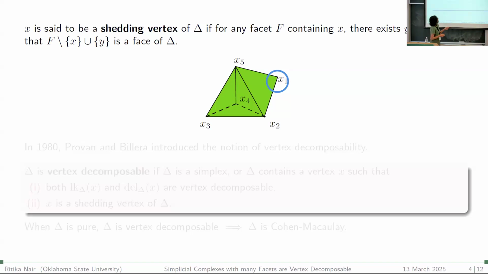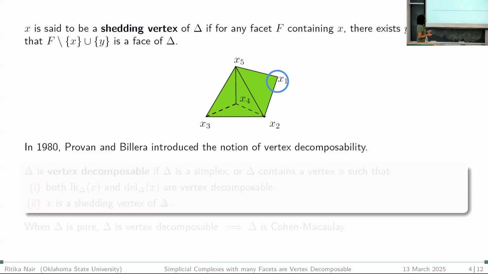So in this example, for instance, x1 happens to be a shedding vertex for the complex. So now we have the machinery to define what we mean by vertex decomposable complex. Vertex decomposability was first defined by Provan and Billera in 1980, and they defined this for pure simplicial complexes only. But later, Jonsson and Wachs extended this definition to non-pure simplicial complexes too. As I said, we are sticking to pure complexes for our talk today.